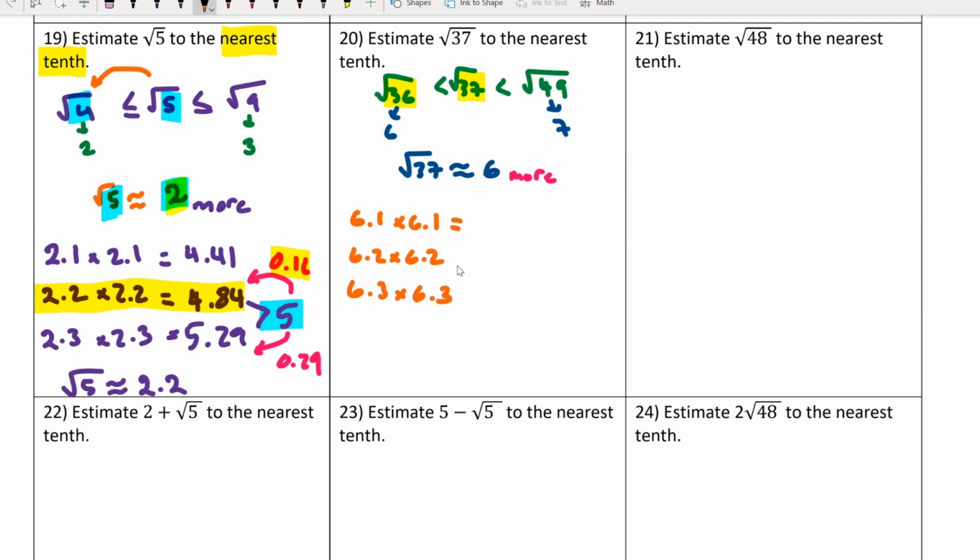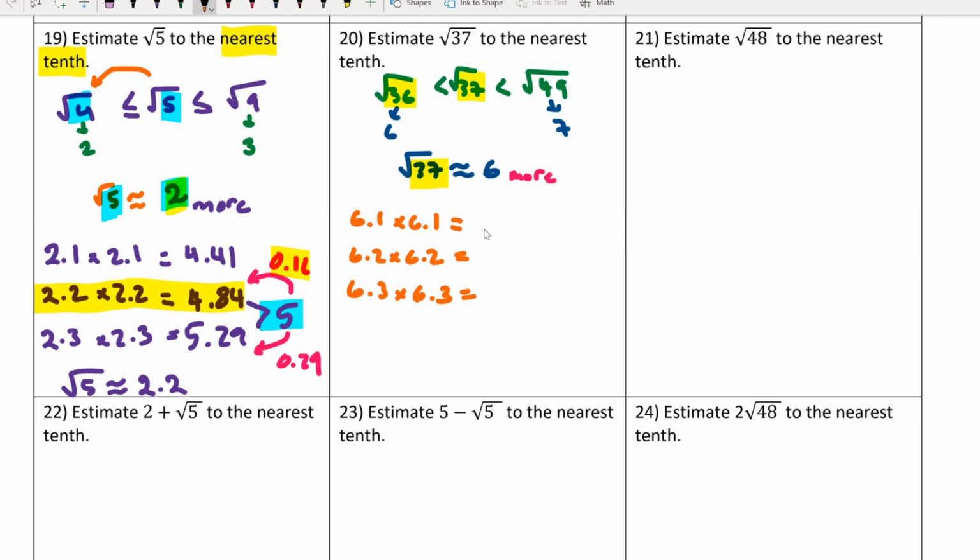If you choose the wrong number, when you multiply them, you will see the number increasing way more than your original number of 37, or decreasing way more than 37. It's going to fall into one of those two cases. We try to find which is close to the square root of 37.